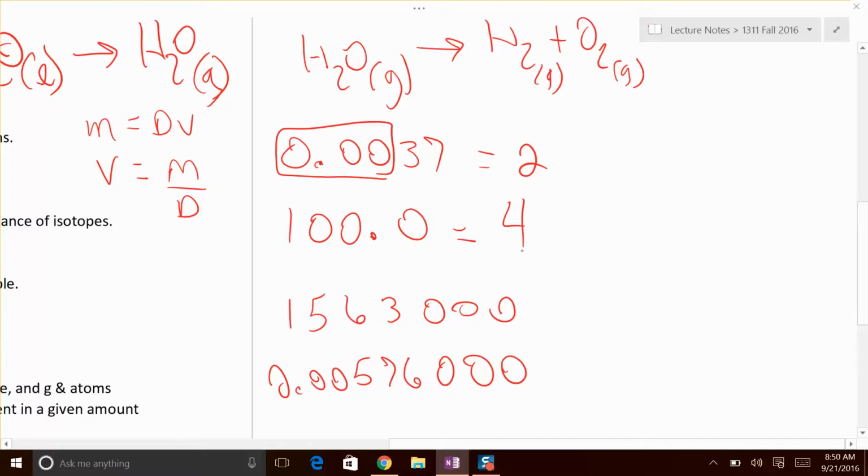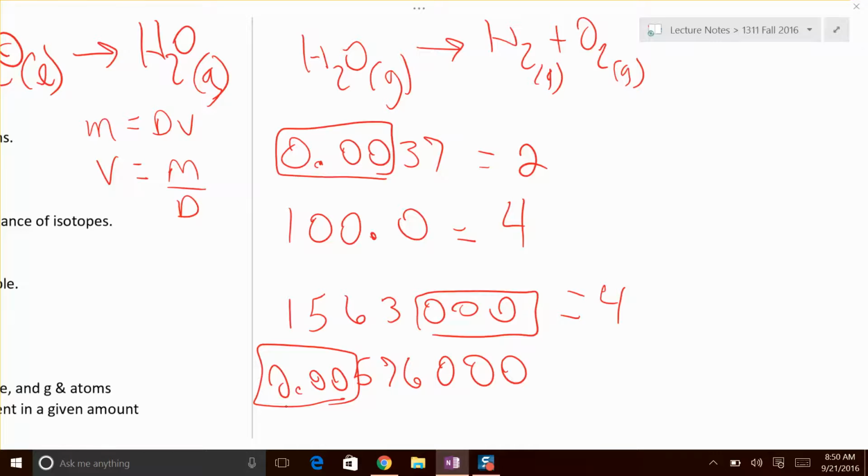Okay? Do these have value to them? Yes. If I take them away, they change the value, right? So are they significant? No. So how many significant figures? 4. Okay? Do these zeros have value to them? Yes. So if I take them away, they change the number. So are they significant? No. Do these zeros have value to them? No. So are they significant? Yes. How many significant figures? 6.